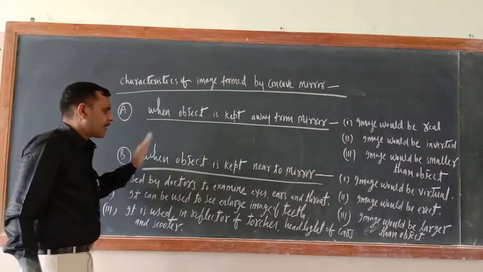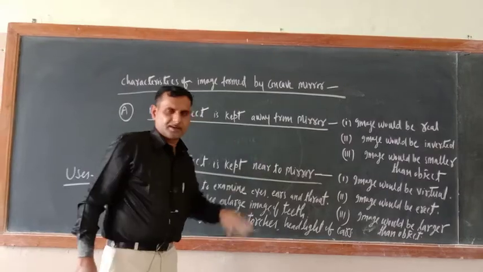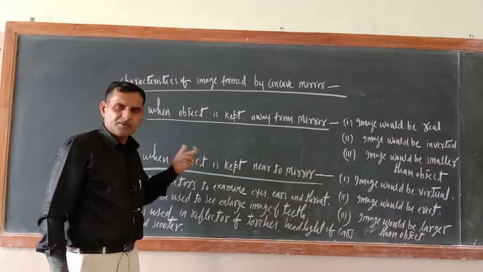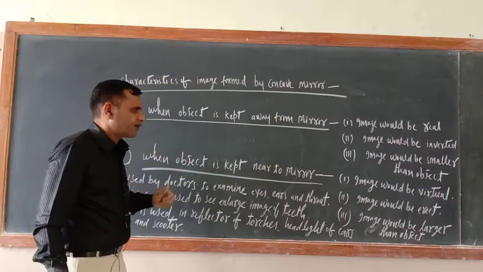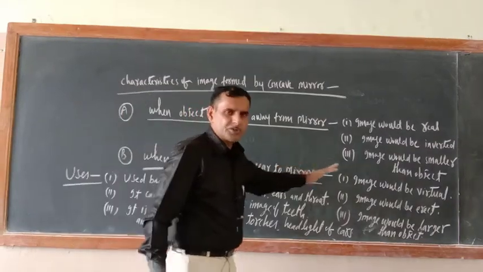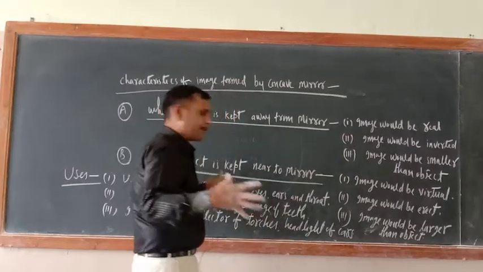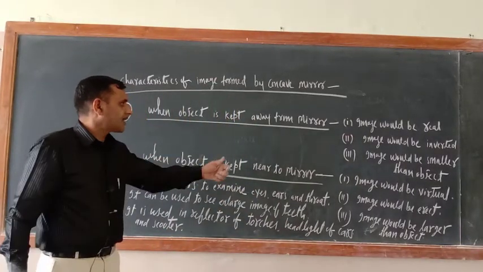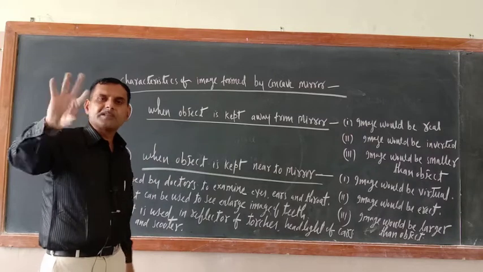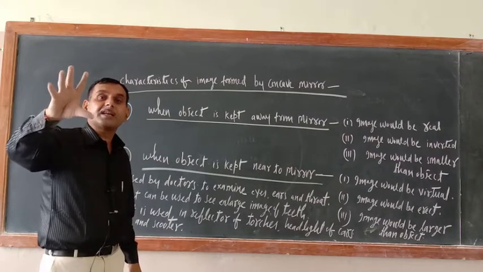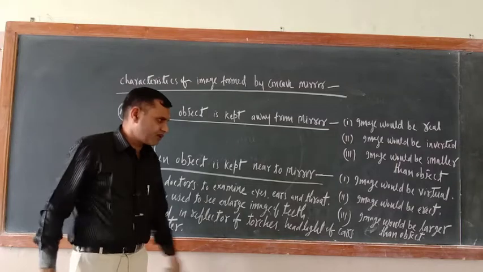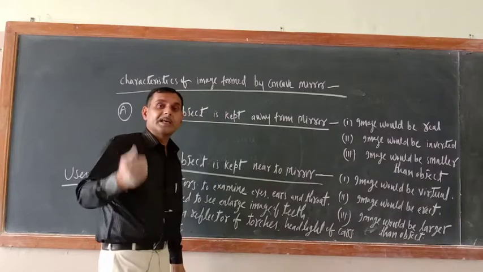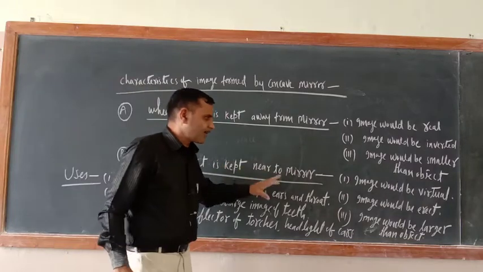Second, when the object is kept near to the mirror, what would be the condition? Just try to understand. The image would be virtual. Virtual means if the burning candle is kept close to the mirror, the image would not be formed on the screen. That is why it is a virtual image. Second, the image would be erect.